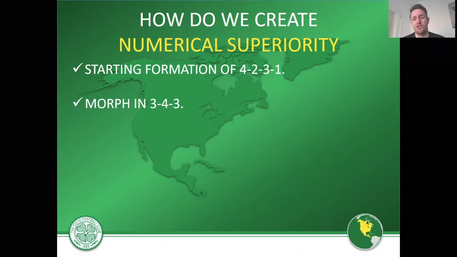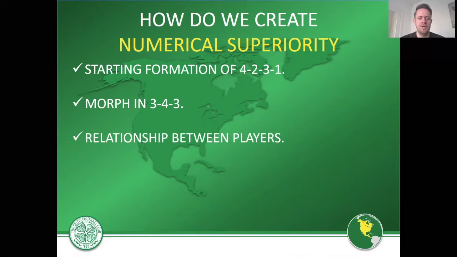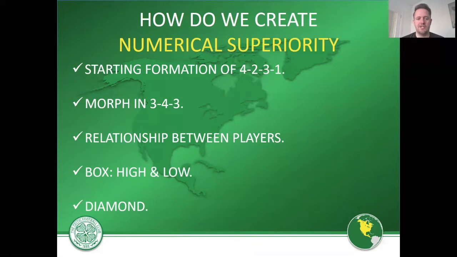I said you can have the box, you can have the diamond, but I'm really going to look at the box and a couple of options within that as well. How the relationship between the players becomes key, and looking at the box high and the box low and the diamond. So as I said, I'll specifically look at the high and the low box. Again, it's just terminology that I use within that. You'll probably come up with something that's a little bit more suited to yourself or your club. I'll show a little bit on the diamond, but not going into it in too much depth or detail at the moment.